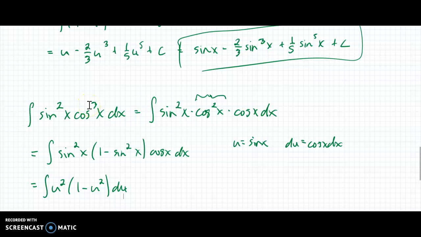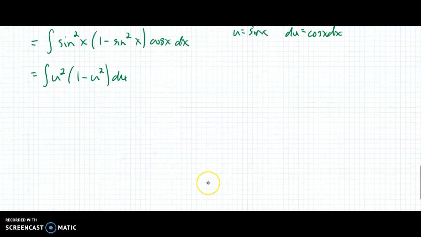See, if I had tried to use the sine, I got to use the odd piece here. The key with these is I need an odd piece. So I got to use that odd piece to create the du, and then mess with everything using the Pythagorean identity to get it down to something that is integratable. We'll learn later how to do it when they're evens. It's a little bit more complicated.